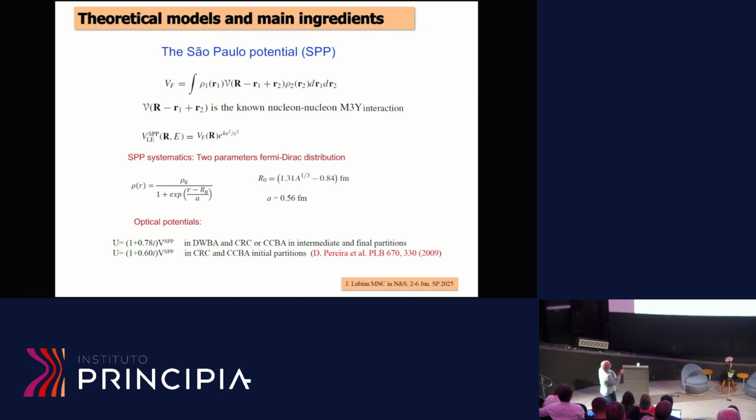The São Paulo potential is very well known, at least for the people here in Brazil. It's the one we use all the time.